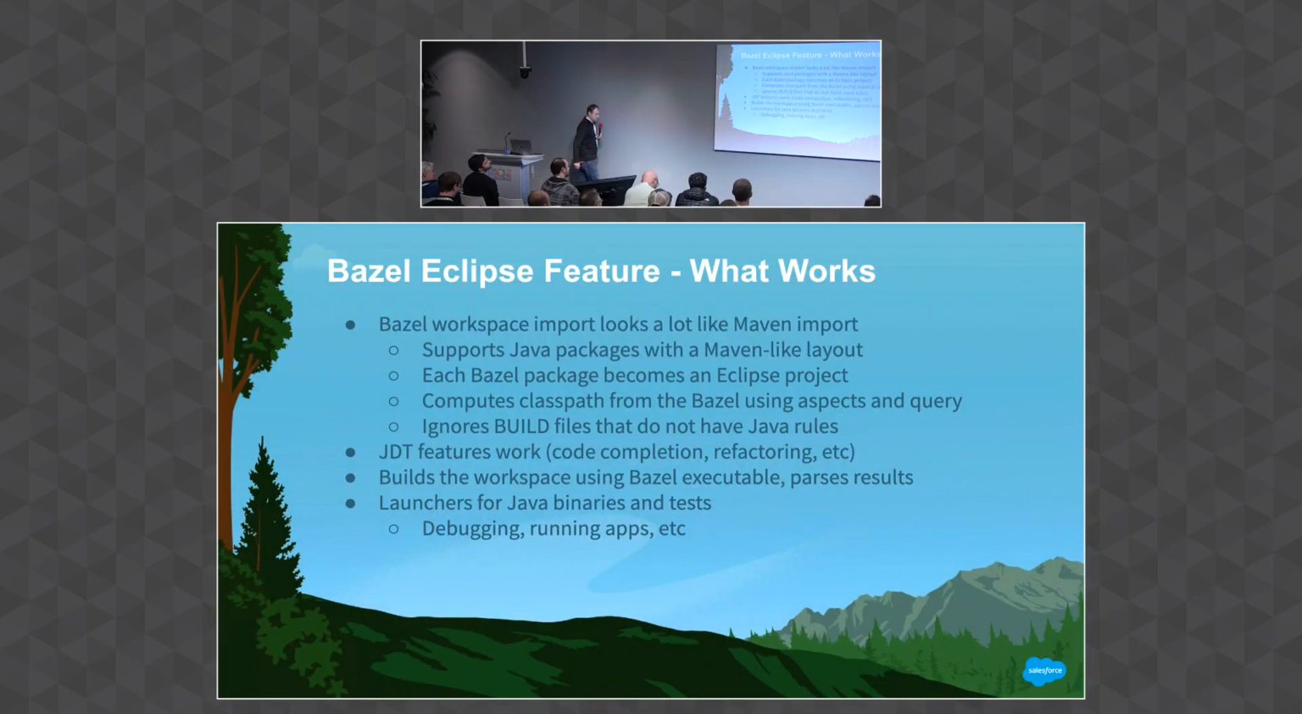So what works? It has feature parity with M2 Eclipse for doing basic Java development. You can do code refactoring, syntax highlighting, code completion, all that kind of stuff. When you import the project, we actually stole the M2 Eclipse import wizard, and we'll scan through your Bazel repository looking for Java projects and bring those in. Each Java package that we find gets imported as an Eclipse project, and then you're ready to go for development.